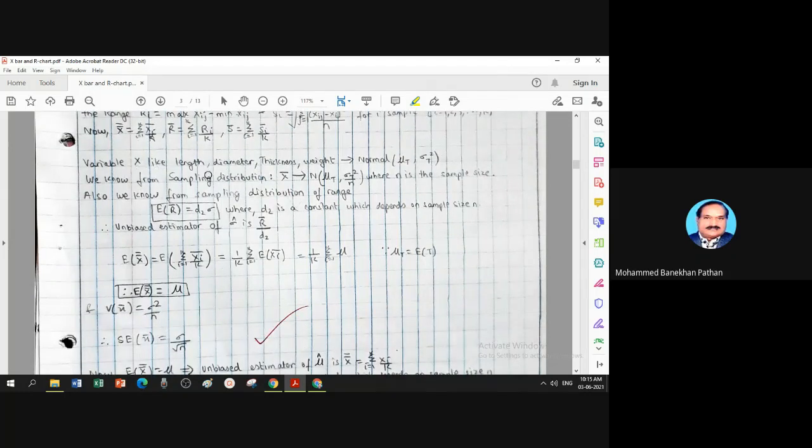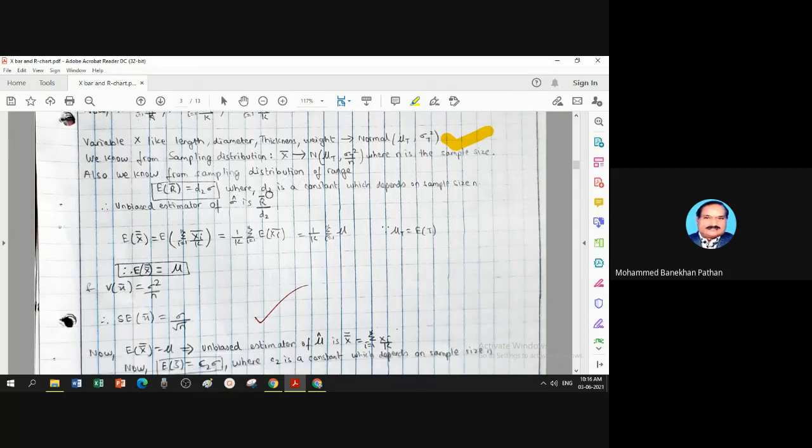Variable x like length, diameter, thickness, weight follows normal, mu t and sigma square t. This is our assumption. We assume that the variable under study comes from a normal population. Then the mean of the variable follows normal with targeted mean and sigma square t by n. This is the sampling distribution what you have studied in the special paper. The expected value of R bar is d2 sigma. Everything we have discussed in theory, so without going into detail, you can refer to this from the notes.